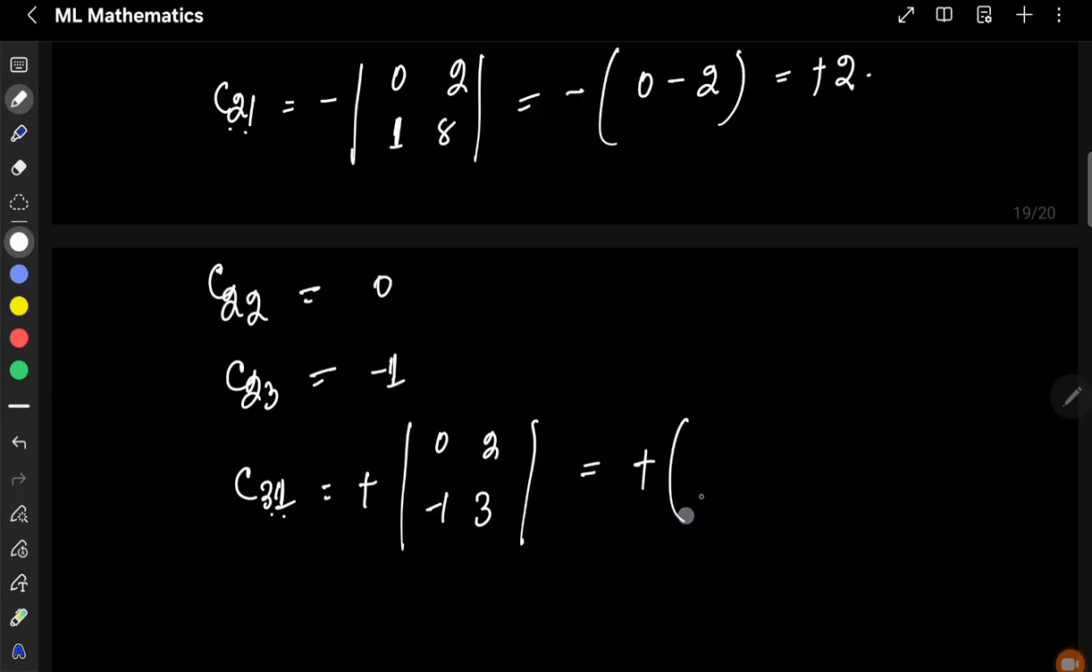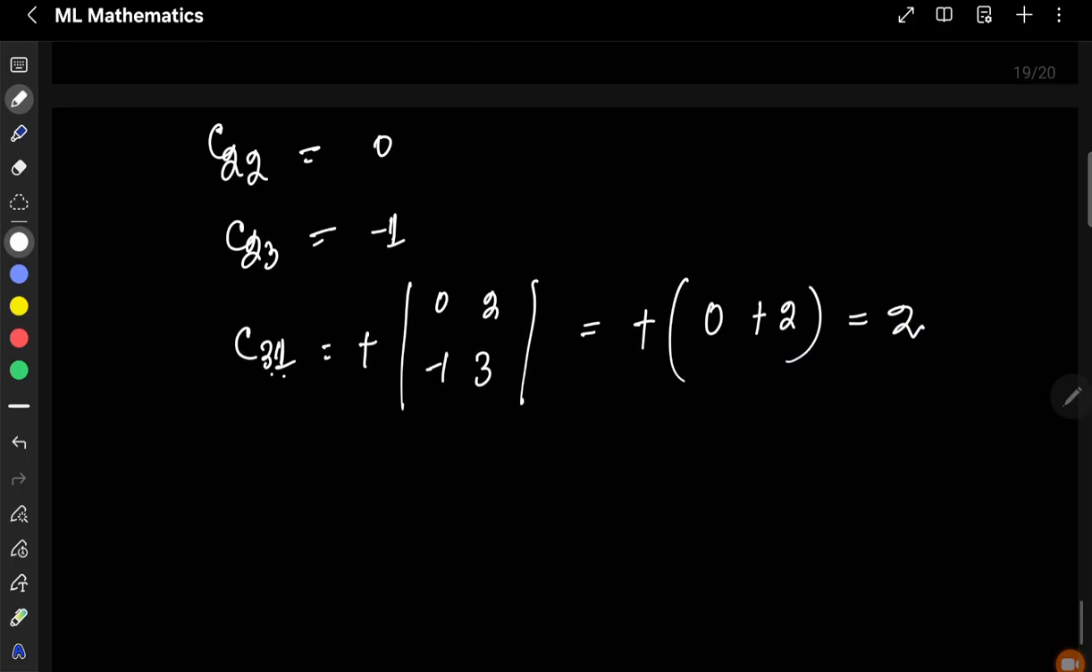Now you will find the determinant of it. 3 into 0 minus (minus 2) is plus 2, so you will be getting 2. Similarly you can find C32, which becomes 1, and C33, which becomes minus 1.